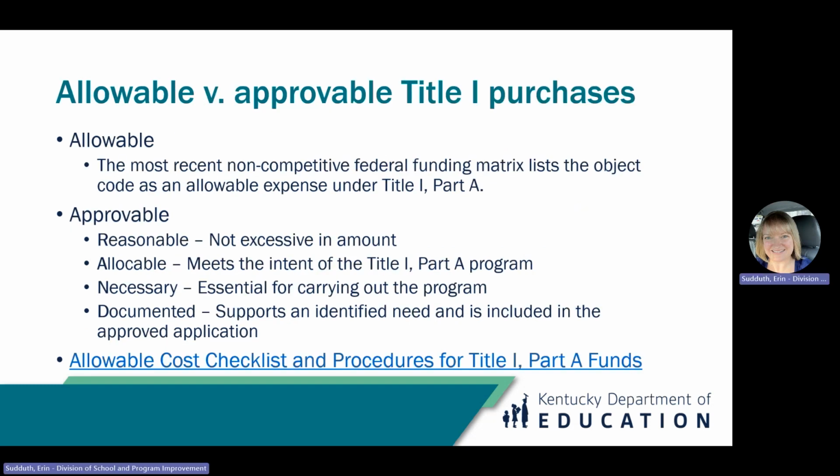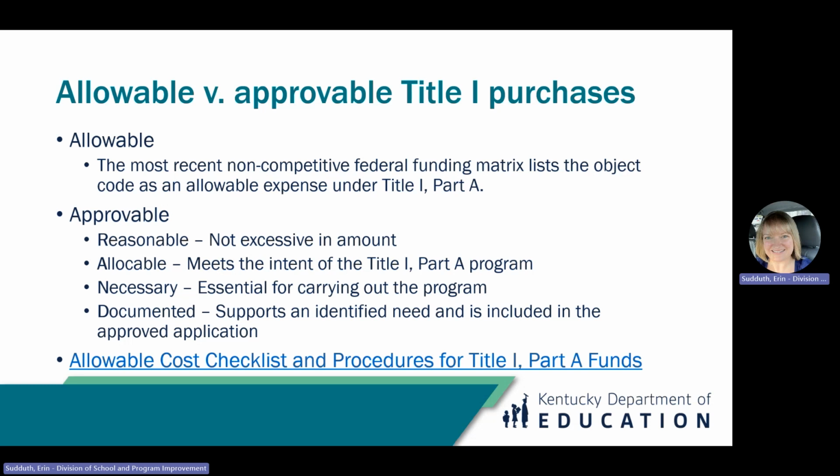Before we get into how the Comprehensive Improvement Planning diagnostic tools relate to Title I-A, we need to quickly discuss the spending of Title I funds. Now, when we're talking about making purchases with federal funds, you'll hear the word allowable thrown around a lot. Is such and such an allowable purchase? You can check the allowability of items by using the funding matrix. Title I Part A is on the non-competitive federal funding matrix.